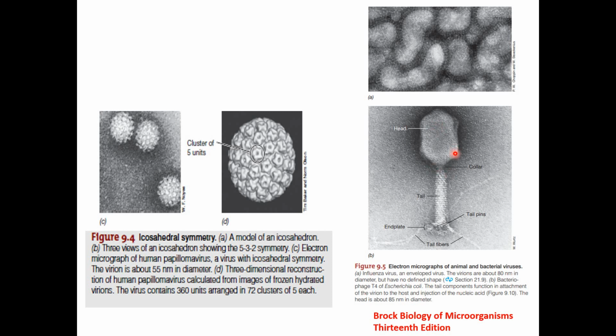But in case of the phage virus, this icosahedral head is also associated with a tail, tail pins, end plates, etc. So this is not typically the icosahedron, but along with the icosahedron, there are some associated structures. Hence, this is called the complex symmetry.